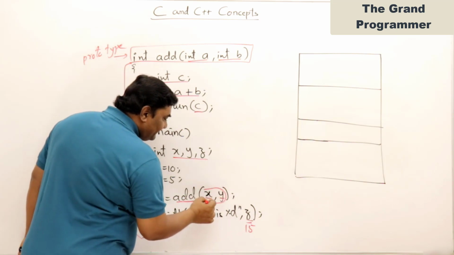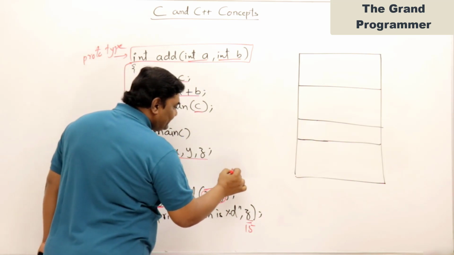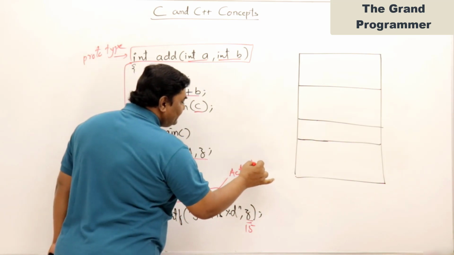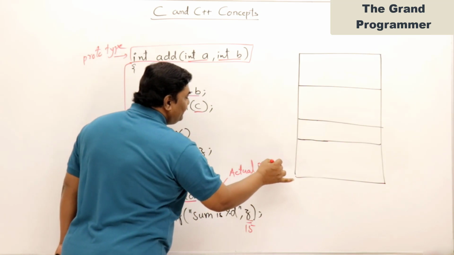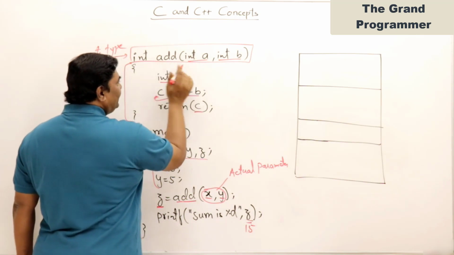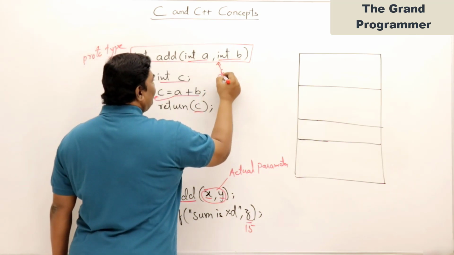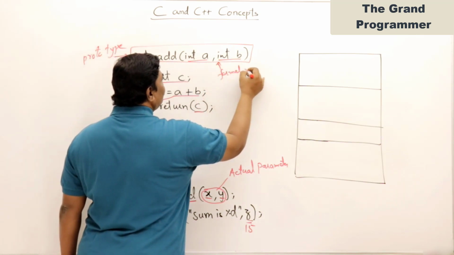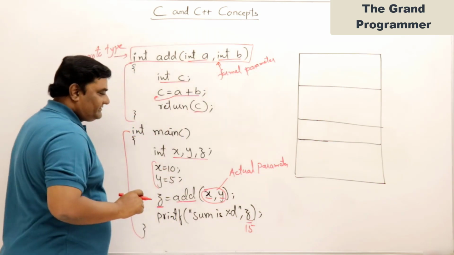So these parameters, the ones which we are passing, are called actual parameters. And these parameters which are taken by this function are called formal parameters. So these are formal parameters.